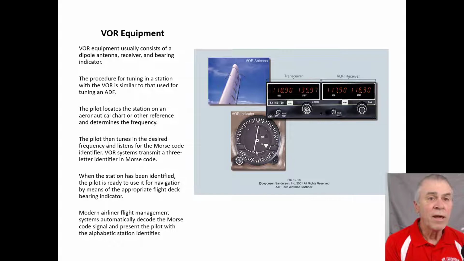When the station has been identified, the pilot is ready to use it for navigation by means of the appropriate flight deck bearing indicator. Modern airliner flight management systems automatically decode the Morse code signal and present the pilot with the alphabetic station identifier automatically on the screen, I'm sure.